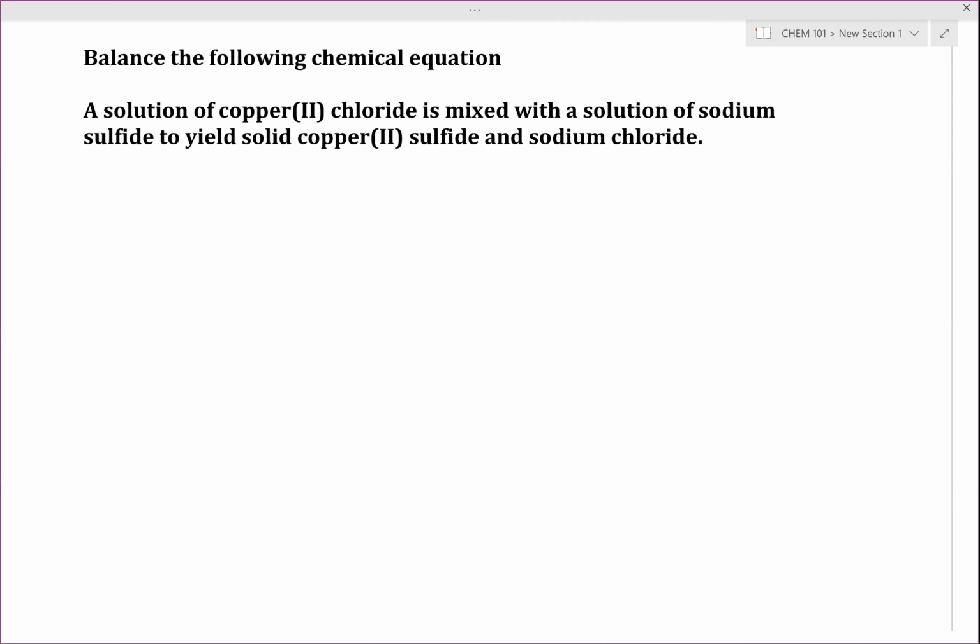Let's see. Copper 2 chloride, CuCl. Well, chloride is Cl minus, and you get the number of chlorides by crossing the charges. Not a diatomic. Chlorine is diatomic. Yes, exactly. Because the copper is 2 plus and chloride is 1. Any questions?